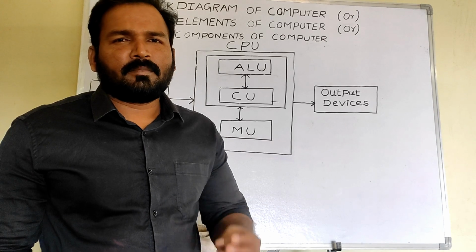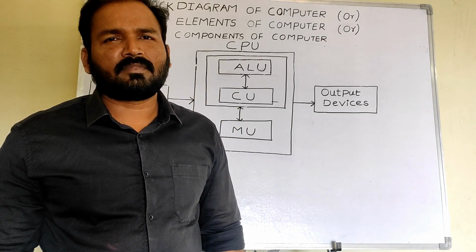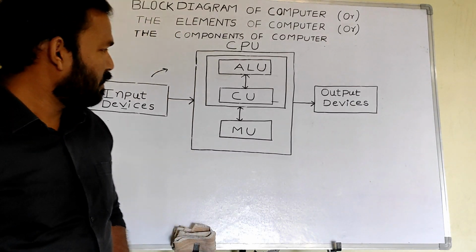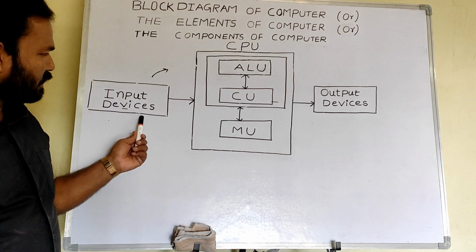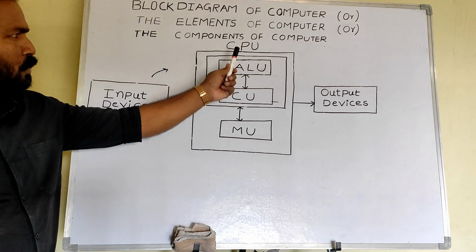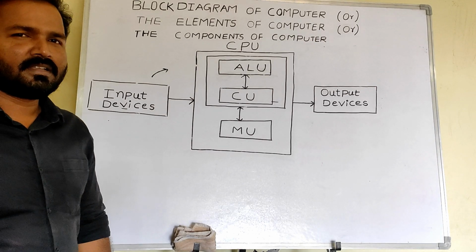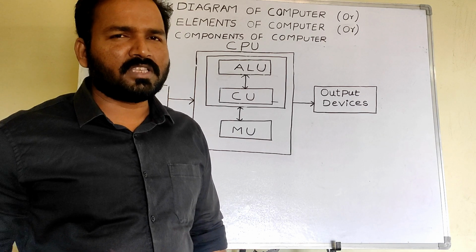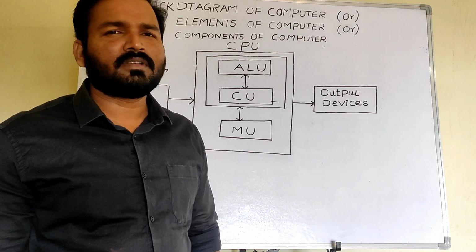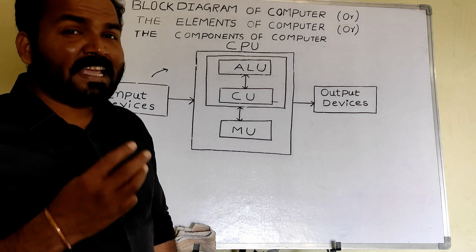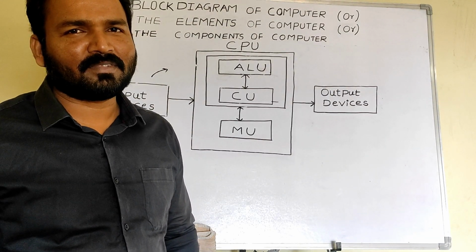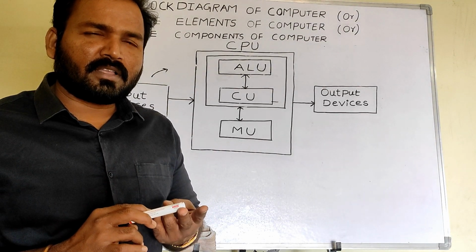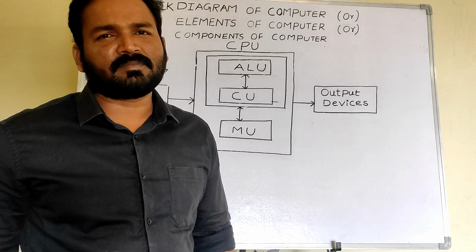Computer has mainly three components or three elements. They are: number 1, input devices; 2, CPU; 3, output devices. Okay, so these are the three components of computer. These are the three elements of computer: input devices, CPU and output devices.